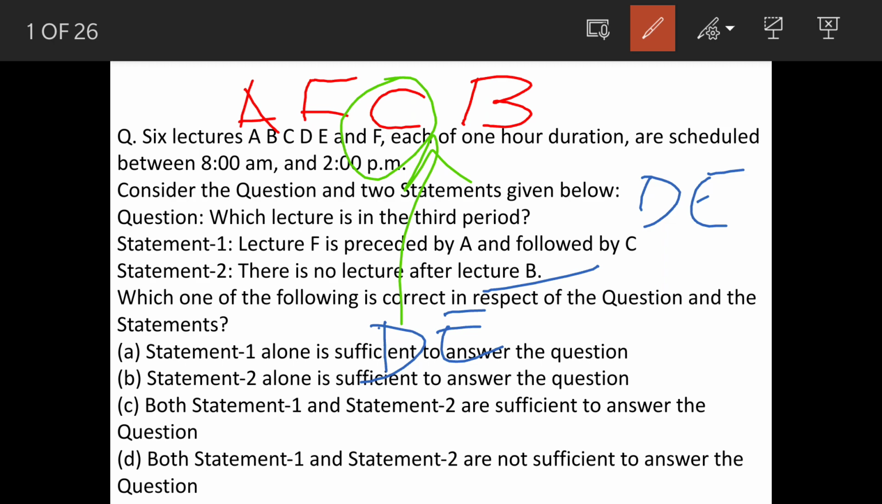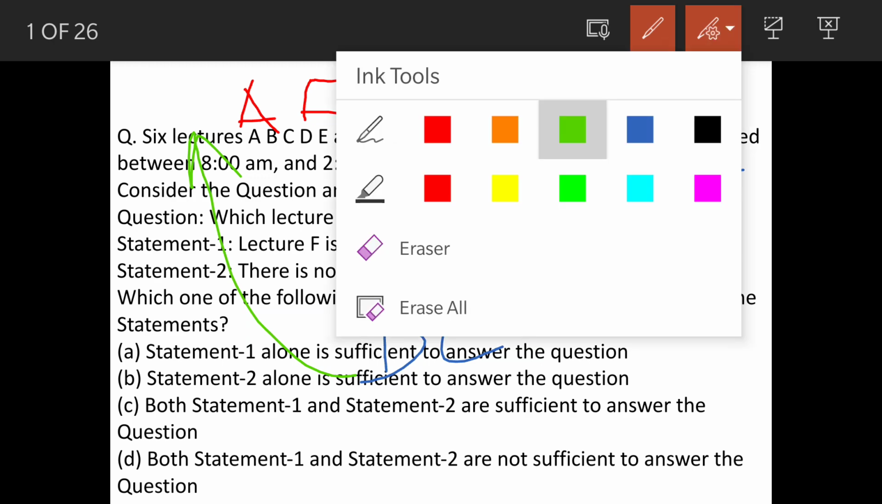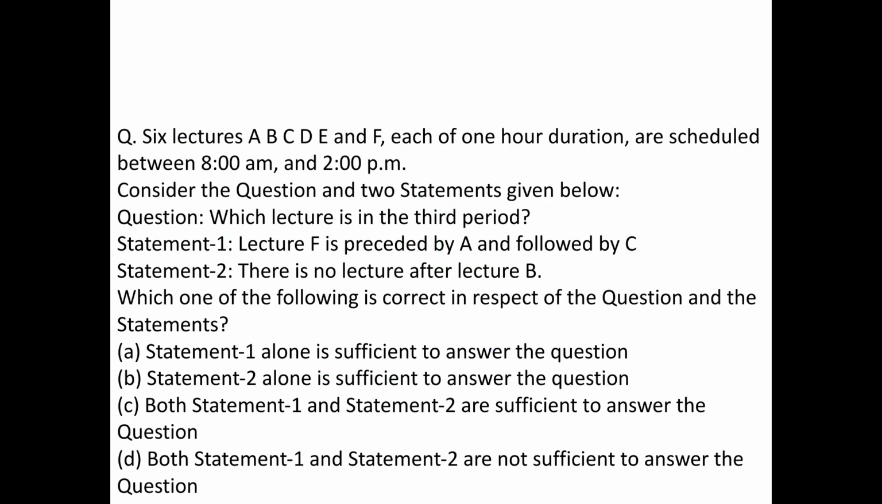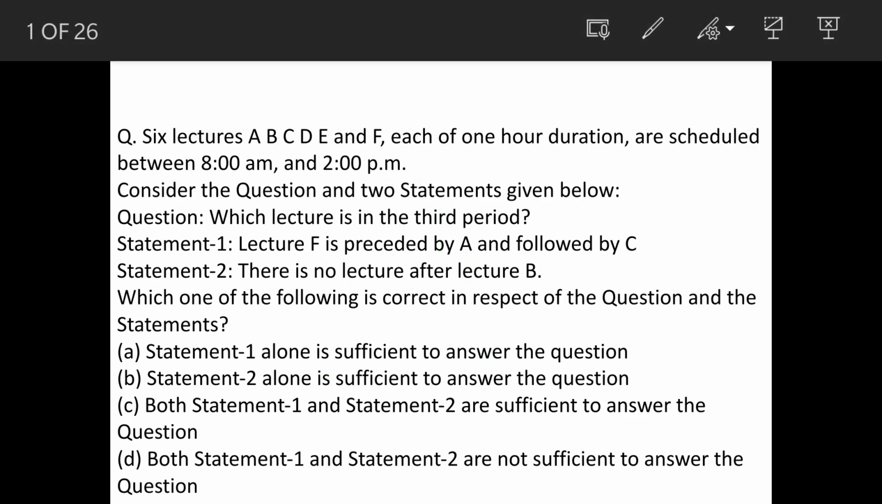Then the other possibility is D and E are separate. That means D is here, E is here. Then you will again get a different input. So with this, we can see that both the statements are not sufficient to answer the question which lecture is in third period. So our answer is option D. Option D is the answer.